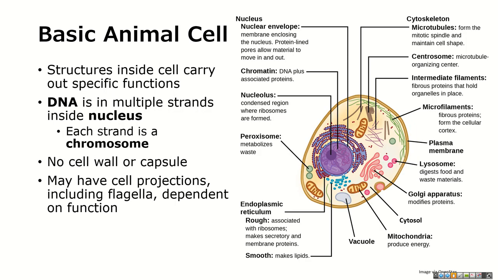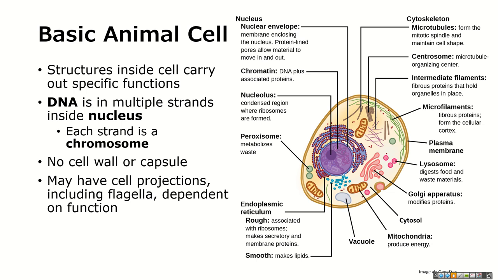Now, animal cells, you are an animal, so these are the cells we're going to talk about this semester. They do not have a cell wall. They have DNA in multiple strands, which are still called chromosomes, but rather than being one circular chromosome, we have a bunch of different linear chromosomes. And different types of organisms have different numbers of chromosomes. You have 46 in each of your cells.